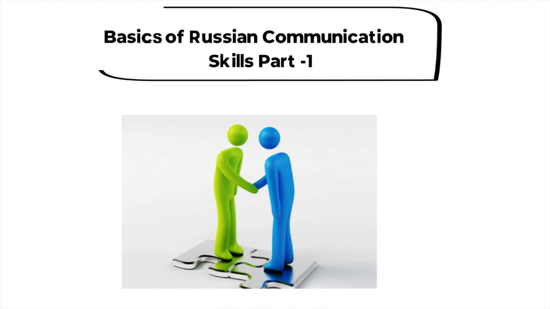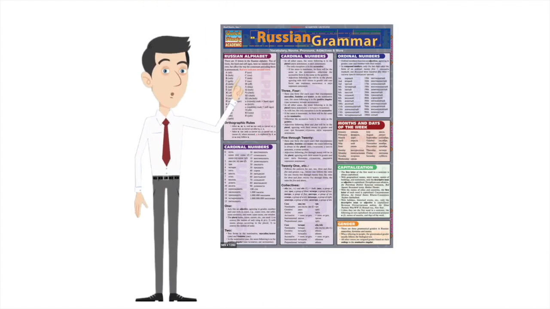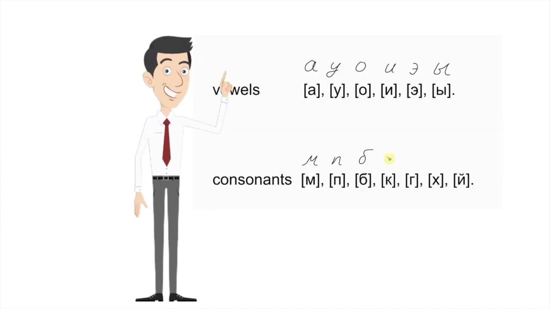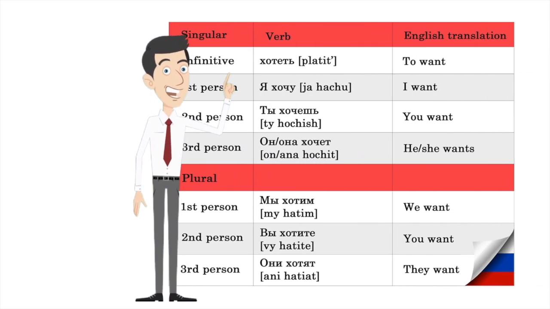As you are aware, in this course we have discussed the basics of Russian. We have discussed the Russian alphabet, the various combinations of vowels and consonants, words, word combinations and expressions. We have also discussed greetings, verbs and verbs of motion.